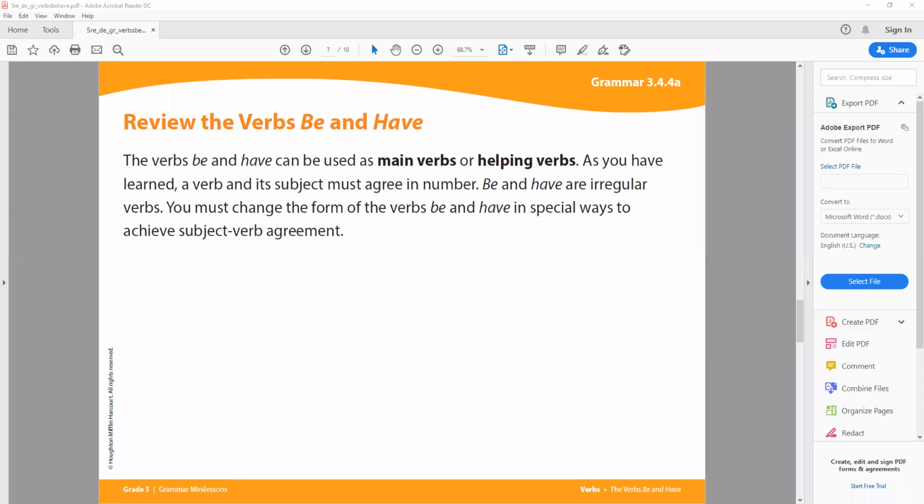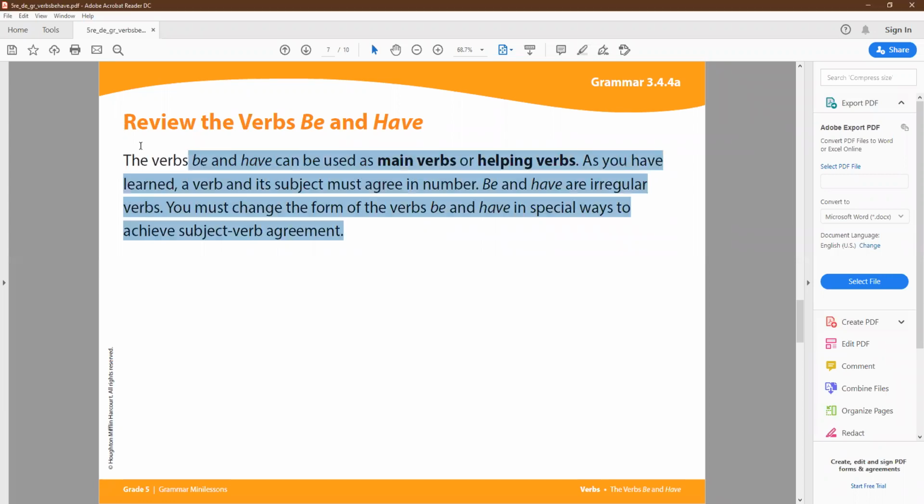Okay, so on your screen, you should see we are reviewing, sorry guys, we are reviewing the verbs be and have, okay? So like I said, the verbs be and have can be used as main verbs or helping verbs in a sentence, and a verb and its subject must agree in number. They're also irregular verbs, meaning we can't just add ed to the end of them when they change tense, okay? The whole verb changes, okay?